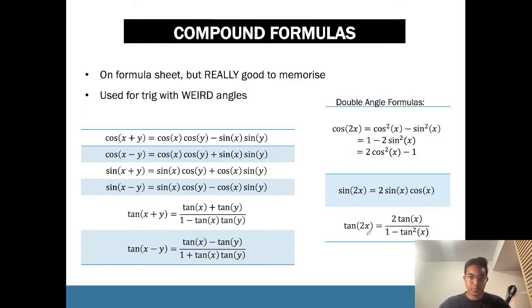Okay. So these are on your formula sheet. I'd say try and memorize these to the best of your ability. Otherwise, you're going to be flipping through your formula sheet during the exam, which is just using up valuable time. So we need it when we have trig with weird angles. If we've got something like 3 pi over 8, that's a weird angle. You'd be using one of these formulas to simplify that, probably one of the addition formulas.